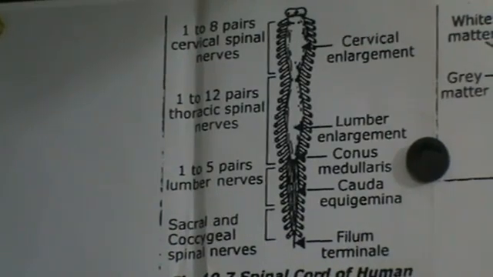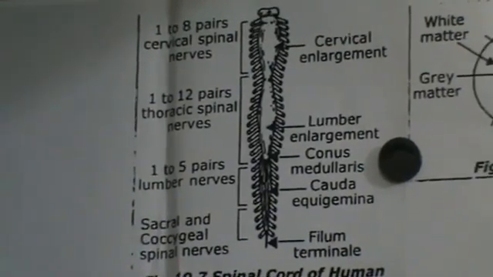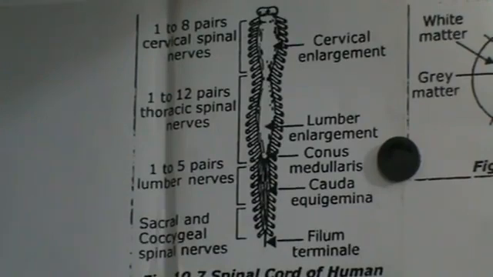31 pairs of spinal nerves arise from the spinal cord. All of them are of mixed type. Right? So you have 31 pairs coming out from here. They are mixed, that is, they are sensory as well as motor, and it has two enlargements. Let's write this much down, then we'll move ahead.